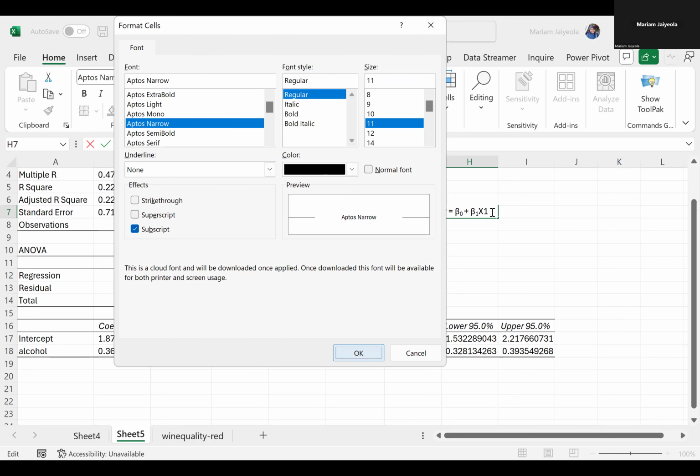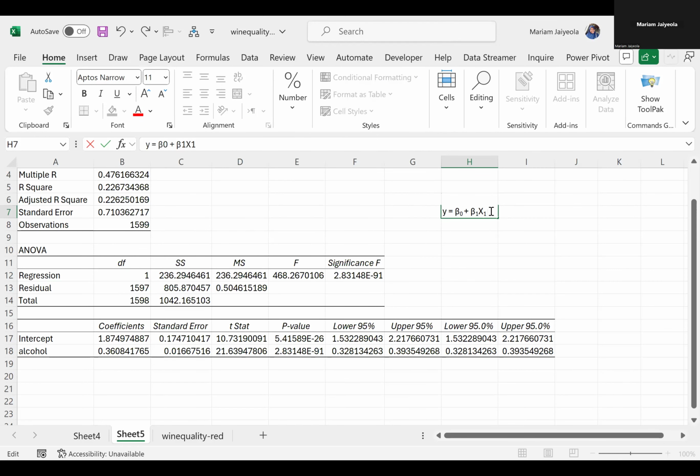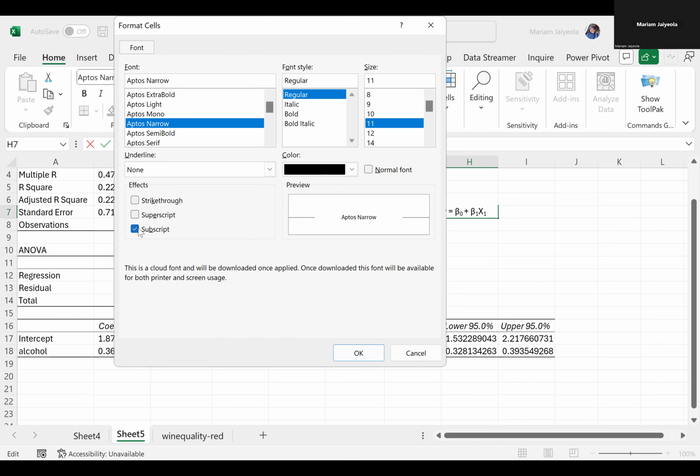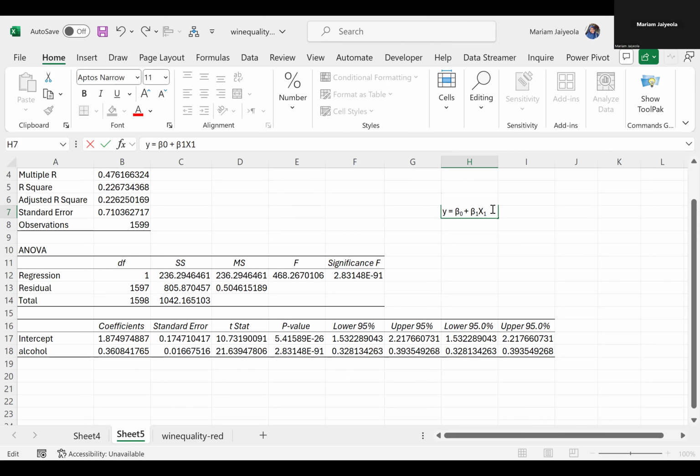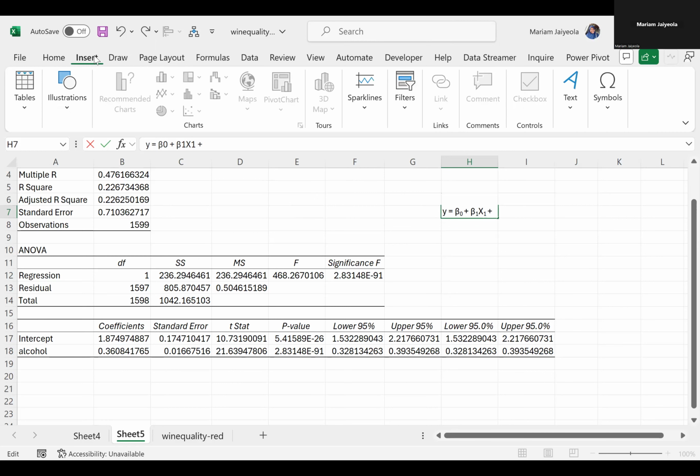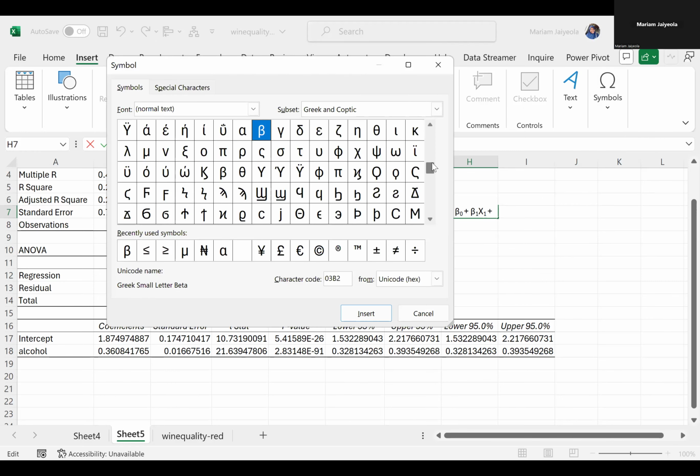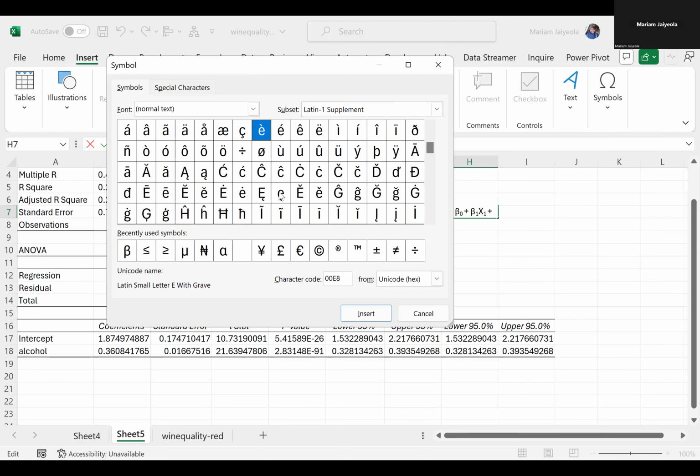Okay, then we have the error term. Let me just use one e to denote it. I just don't want it to be a regular e.